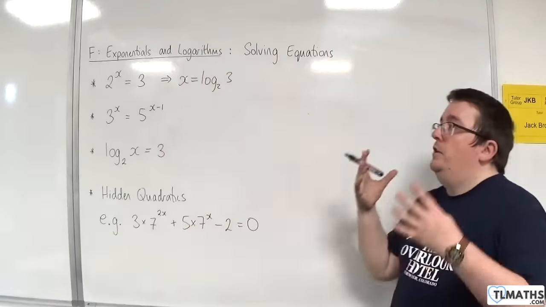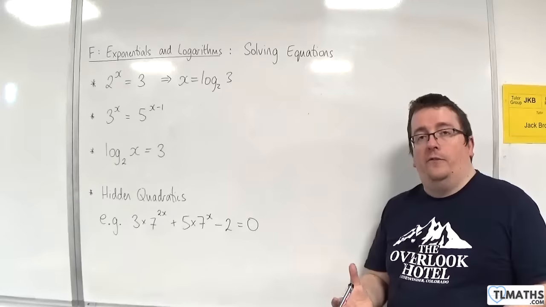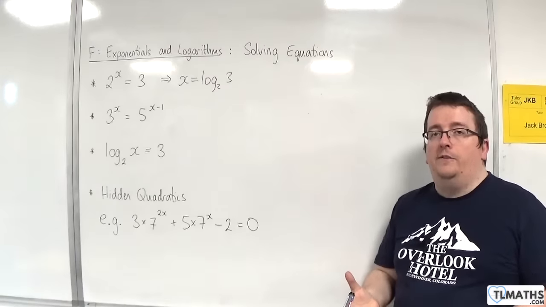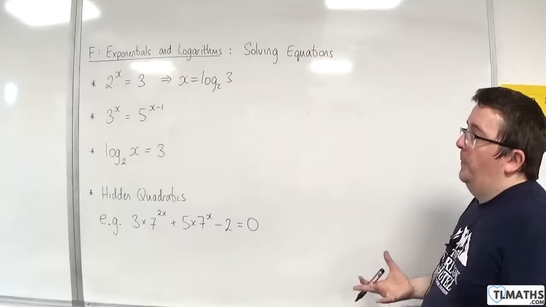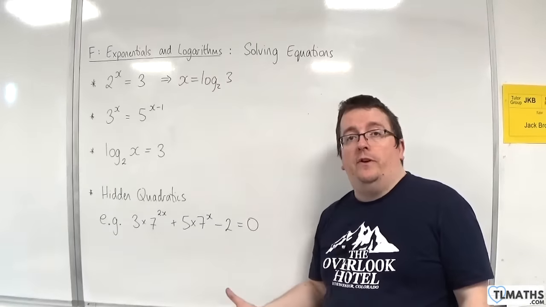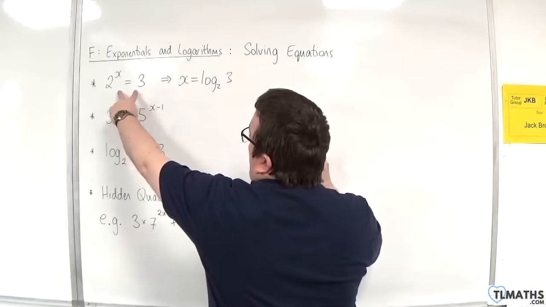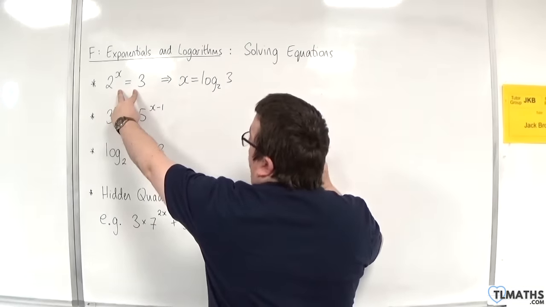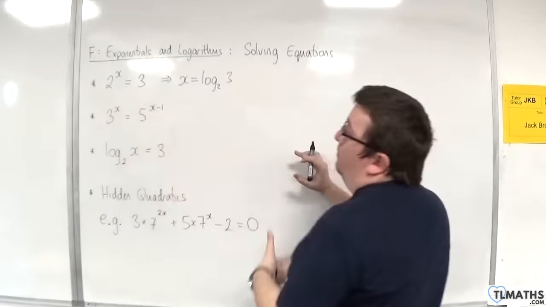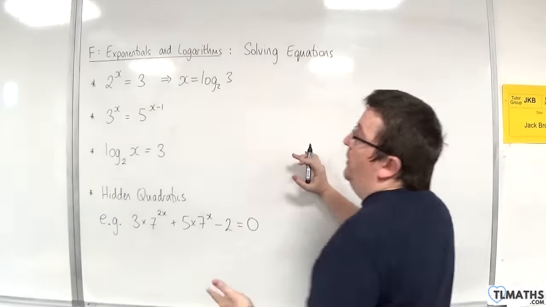Now, you should also always have a backup plan. And the backup to solving exponential equations is logging both sides. So if you wanted to, for this one, you could take natural log of both sides, or you could take log base 2 of both sides. It's really up to you.